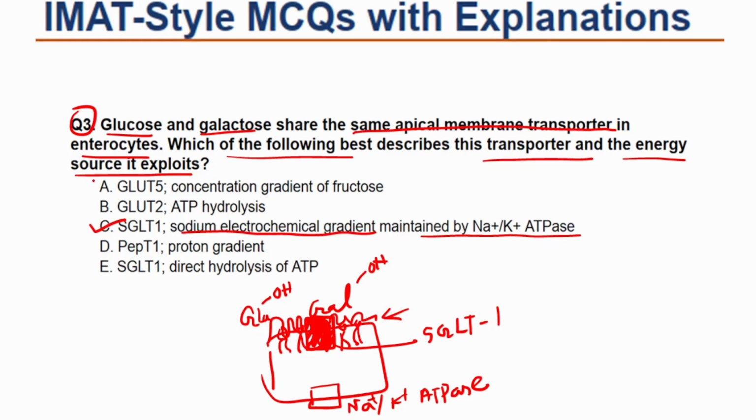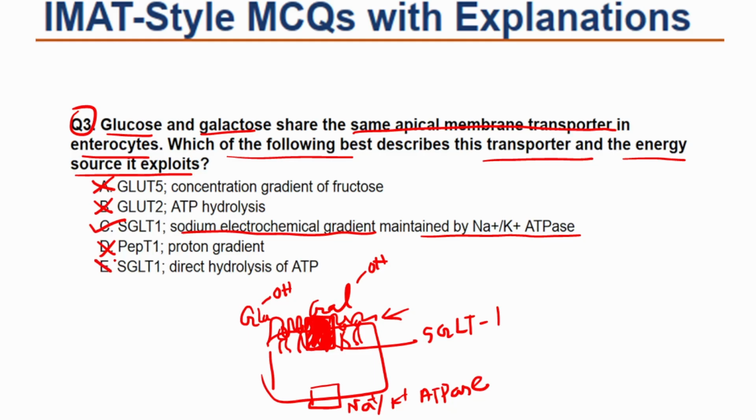Option A is incorrect because GLUT5 is a highly specific channel dedicated exclusively to the facilitated diffusion of fructose, independent of sodium. Option B is incorrect because GLUT2 is a passive carrier-mediated transport protein localized to the basolateral membrane to handle the exit of sugars, and it doesn't utilize ATP hydrolysis. Option D is incorrect because PEPT1 is a specialized peptide transporter that imports intact di and tripeptides by utilizing a driving proton or hydrogen gradient, not simple sugars.